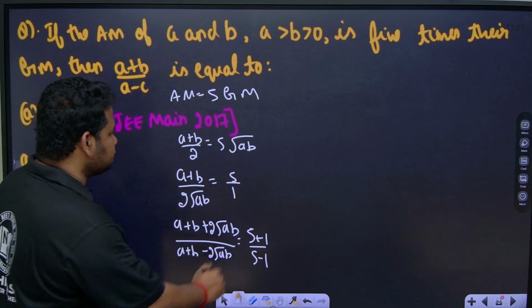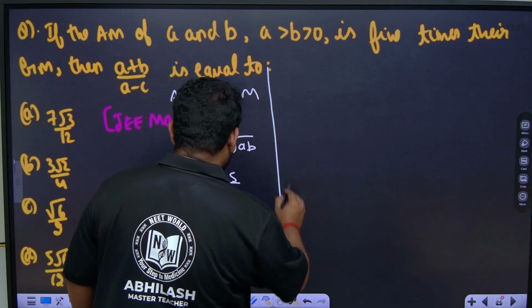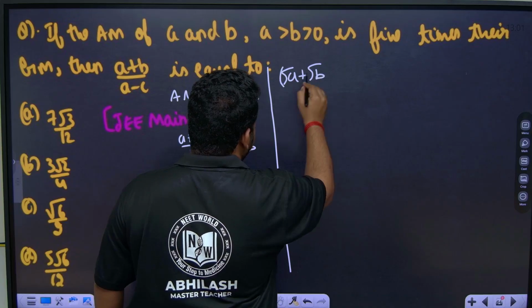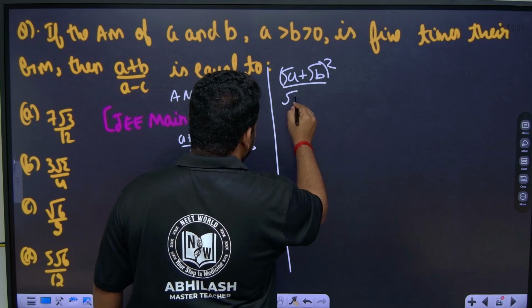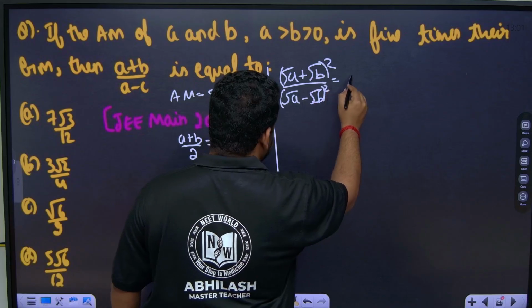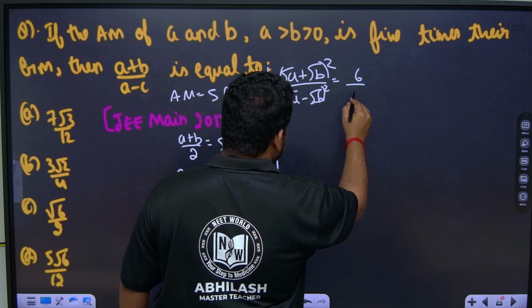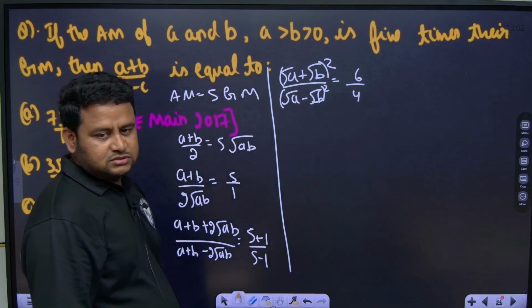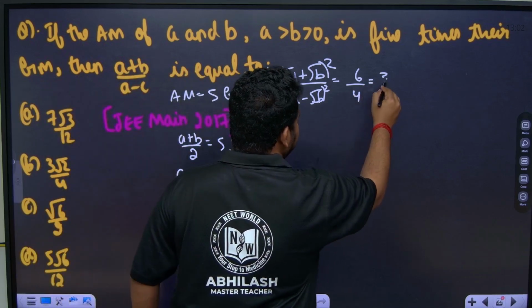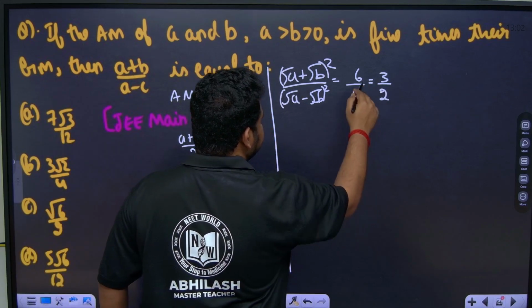So this I can write as (√a+√b) whole square divided by (√a-√b) whole square, which is equal to 5 plus 1 is 6, 6 by 4. Correct? No? 6 by 4. So this will become equal to 3 by 2. Okay. Now I can take the square root of this.